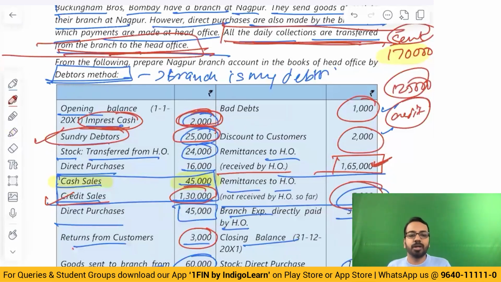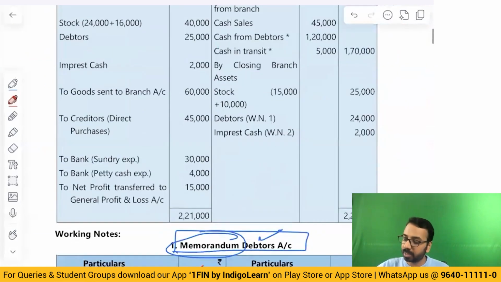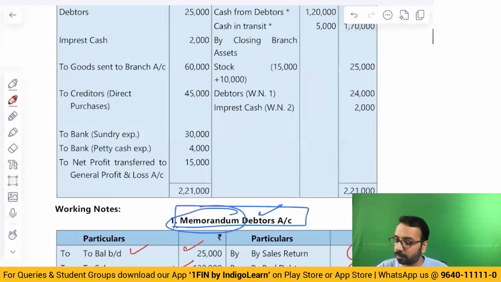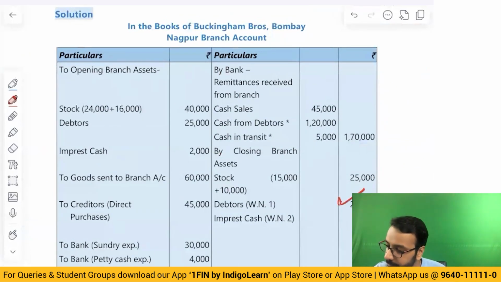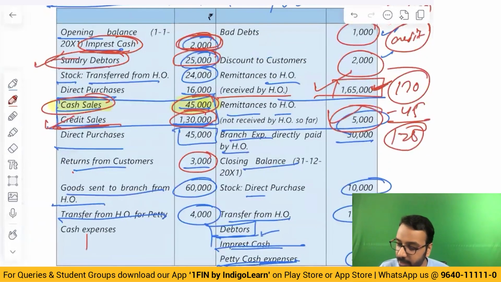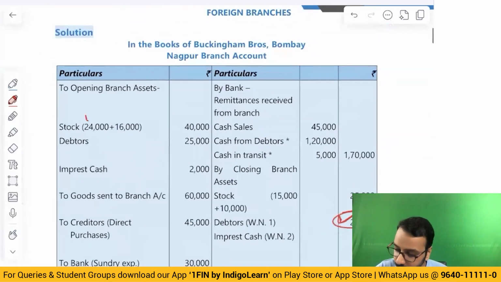If all the collections are transferred, how much has been transferred? 165 plus 5, 170 has been transferred. Out of this 170, 45 is from cash sales and the balance 125 is from the customers. So on the customer side, we can say 1,25,000, and the balance carried down is 24,000. This balance carried down 24,000 will come over here in terms of debtors. So we have taken care of the sundry debtors. Then stock transferred from HO, opening balance 24,000.